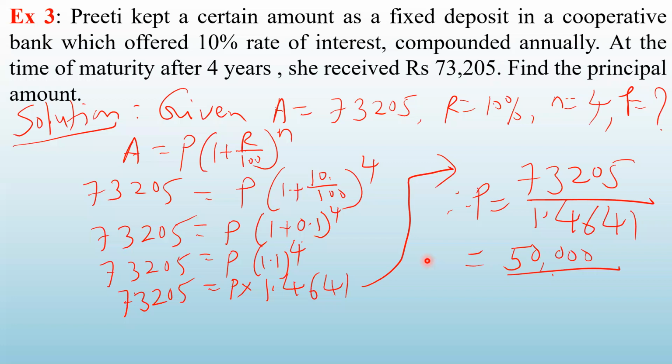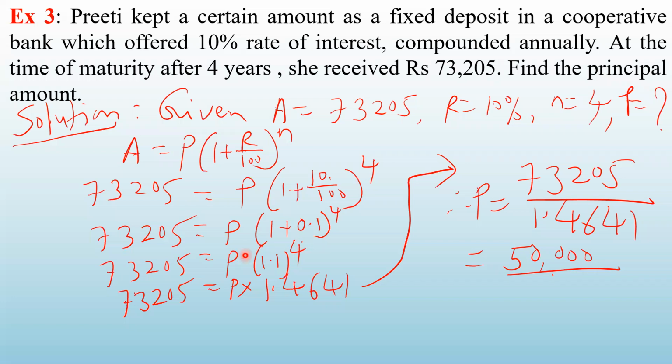P is not given, so you just keep it as it is. 1 plus R is 10. So 1 plus 10 upon 100, N is 4. Now, what is 10 upon 100? It is 0.1. So 1 plus 0.1 raised to power 4. So it is P into 1.1 raised to power 4.